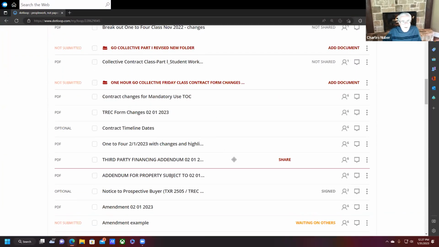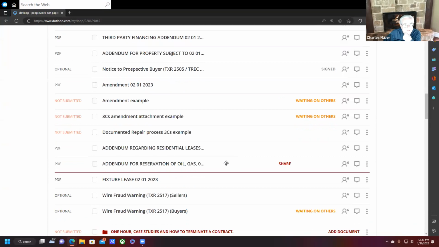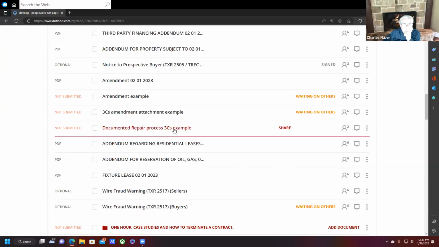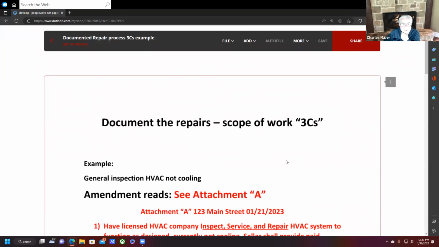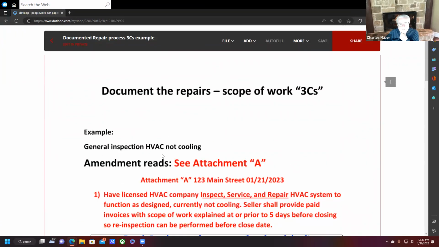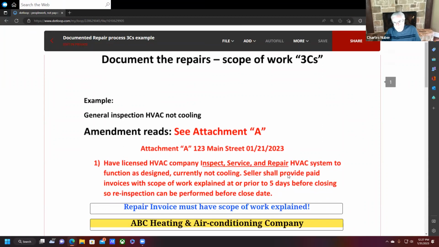All of you, I'm glad to do that for you. So let me just give you an idea of what scope of work looks like. So document repair, scope of work, 3 C's: complaint, cause, and correction. General inspection, HVAC not cooling. Amendment reads, see attachment A, because I always use an attachment. By the time you fill all this into that little tiny space, you've made the printing so small that if you scan it once or twice, you can't read it anymore. And once you can't read the printing, then you don't have a valid document. So I always put an attachment, and it's an attachment A.